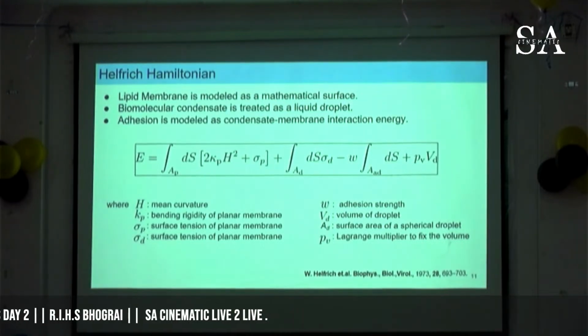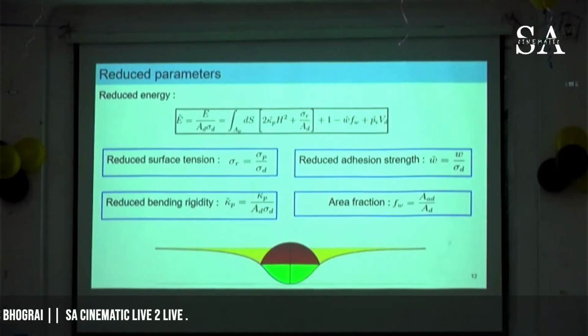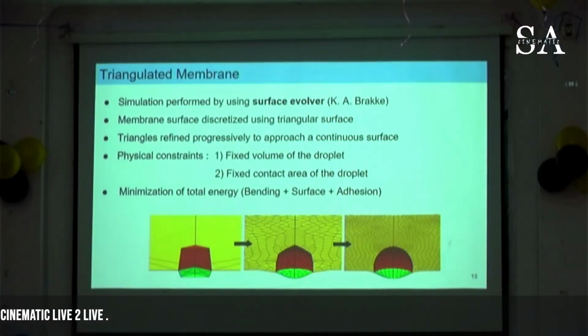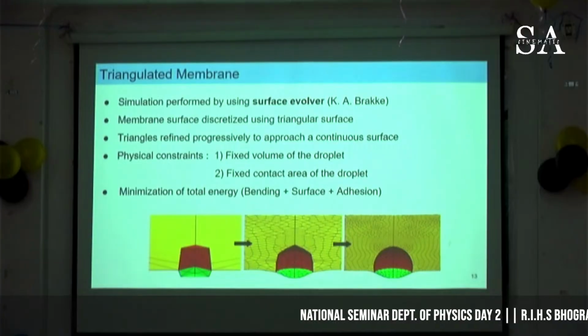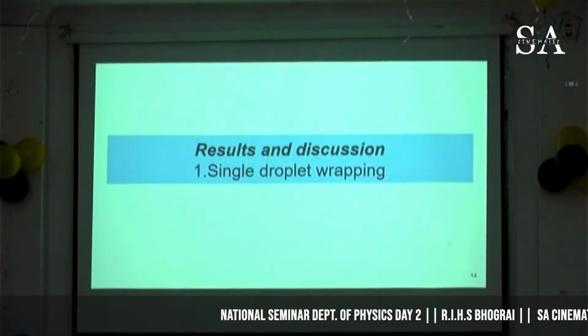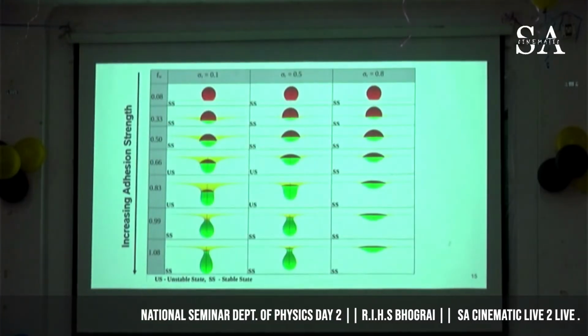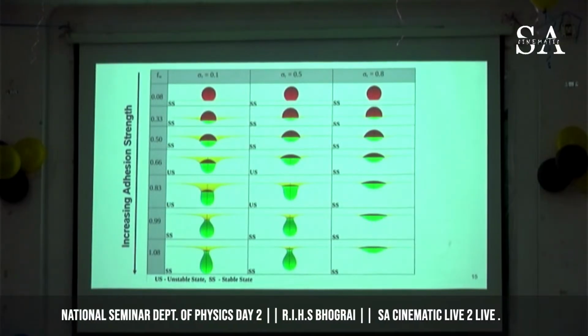I am not going to detail due to lack of time. Next. So basically we are using this Surface Evolver method. Here we construct our model with larger triangles and then gradually refine it to approach higher accuracy of the minimum.